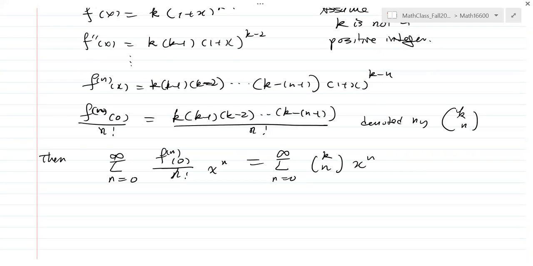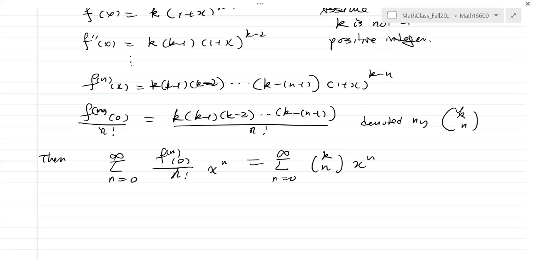The question is, does it converge to the function 1 plus x to the k? The answer is yes. The proof is a little bit difficult.